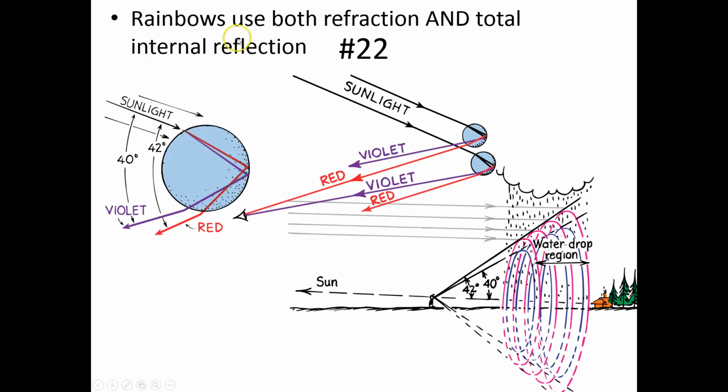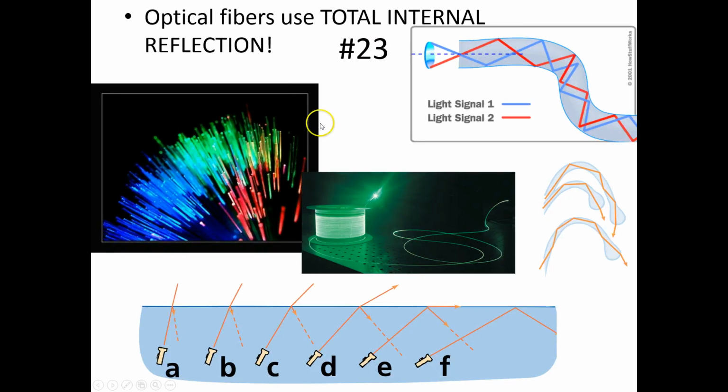For number 22, rainbows use a couple of things. They use refraction, so the light is bent, but they're also what we call totally internally reflected, and we'll talk a little bit about that later. But you'll notice that they go in, they're bent when they go in, and then that light bounces, and when it bounces, we call that internal reflection. So rainbows actually use both of those in order for you to see them. And like we said, the Earth gets in the way, otherwise those rainbows would be circular in nature.